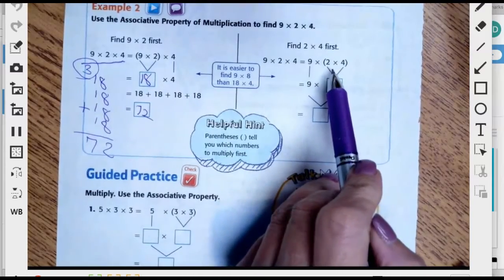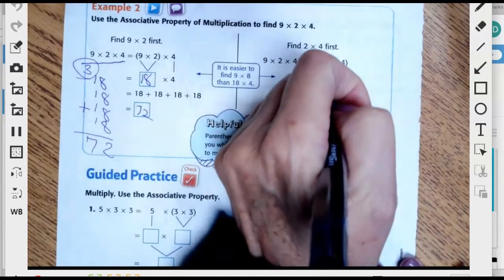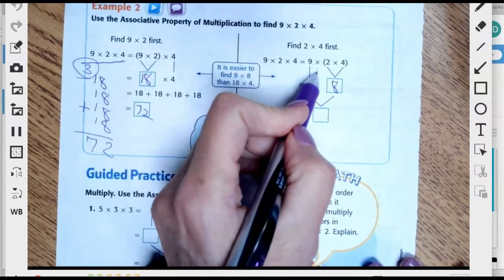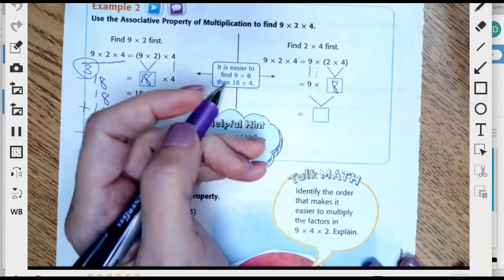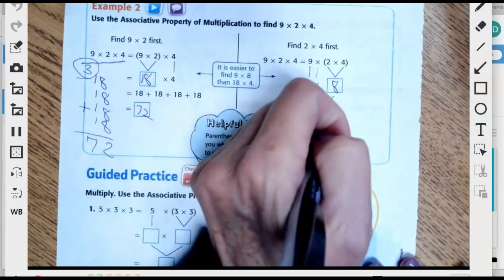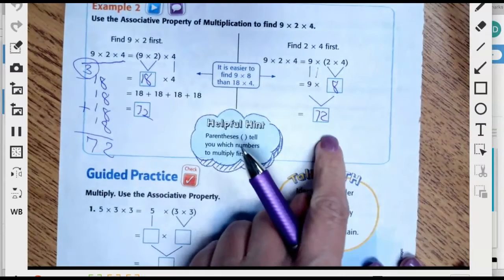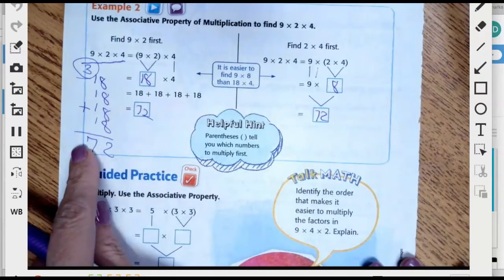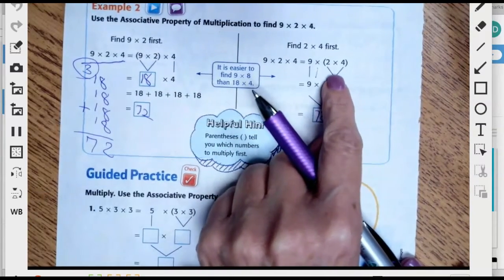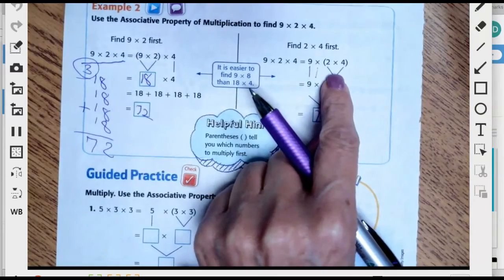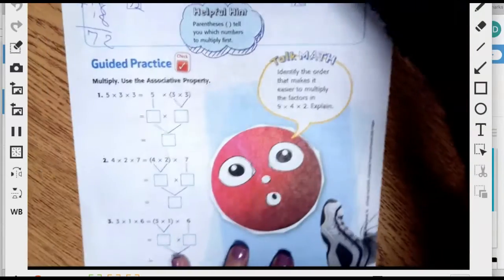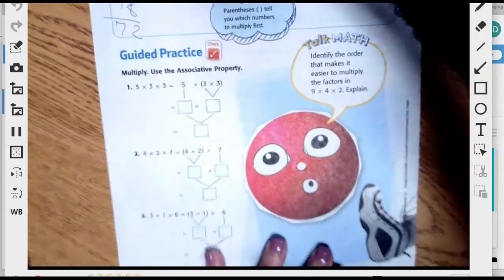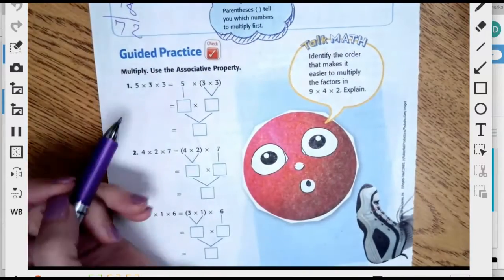But if I grouped over here first, the 2 times 4, that would be 8. Drop in your multiplication and your 9. And if you know your facts, which you should know these facts, 9 times 8 is 72. Okay, this was much easier to do than this way because we grouped these 2 first. All right, and that's all you're going to do. You're going to look to see how can you group them.